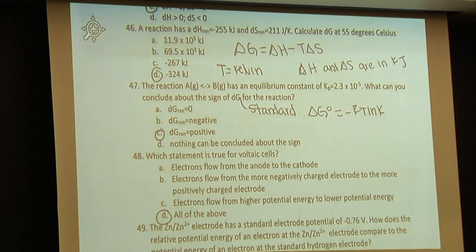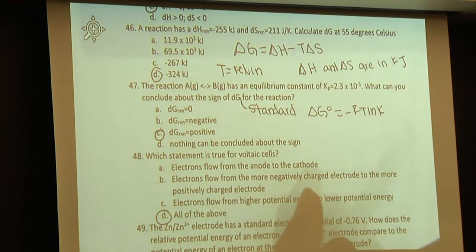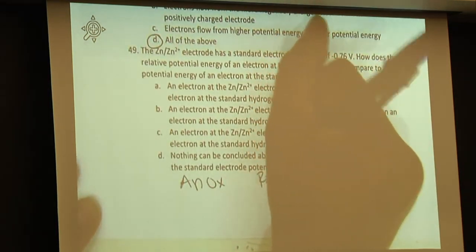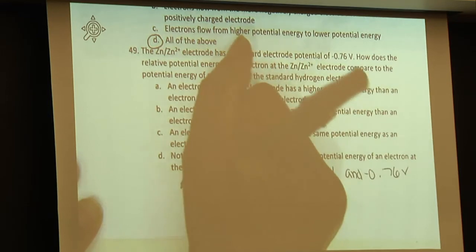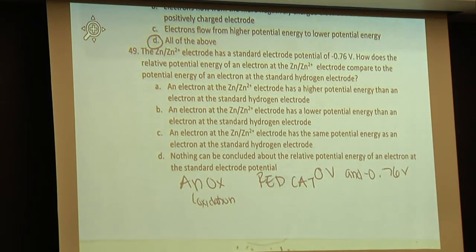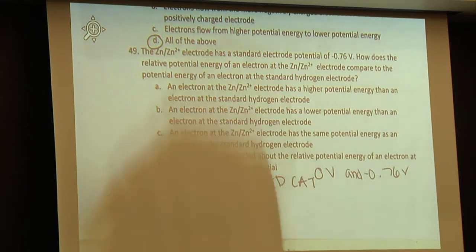All right, well, we're not really talking about that. We're talking about potential energy. Well, if you are oxidized, where are you occurring at, the anode or the cathode? At the anode. So this is oxidation at the anode. And we flow from anode to cathode, right? And we flow from higher potential energy to lower potential energy. So the answer should be A.